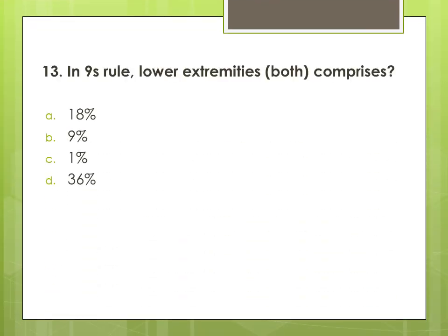13. In rule of 9s, lower extremities both comprise. Options are A. 18%, B. 9%, C. 1%, and D. 36%. And the correct answer is option D. 36%.